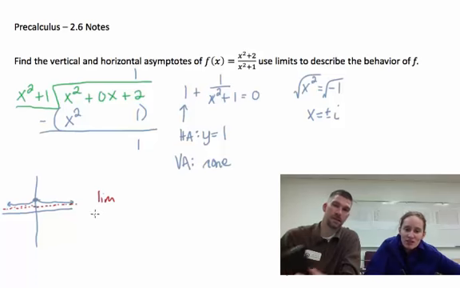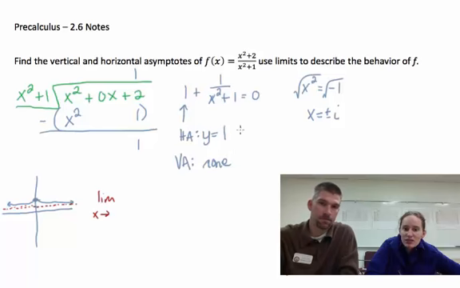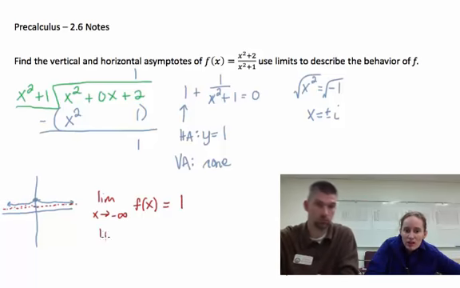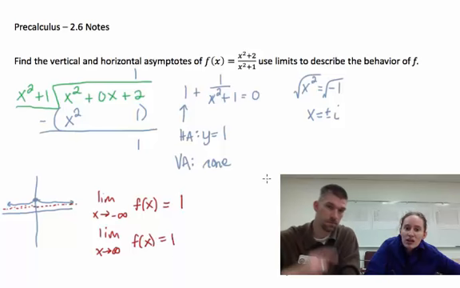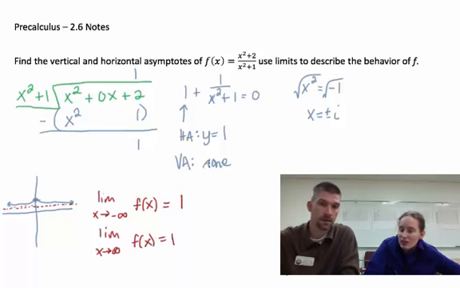So the limits we have to do to describe the behavior are end-behavior limits for our horizontal asymptote. As x goes to negative infinity of f of x, we're going closer and closer to the y value of 1. And as we get closer and closer to positive infinity, we are also getting closer and closer to 1. And there's not a vertical asymptote, so we don't need a limit for that. That's a fun graph.